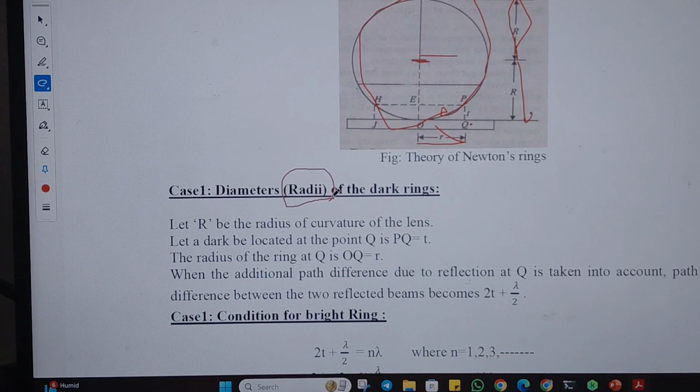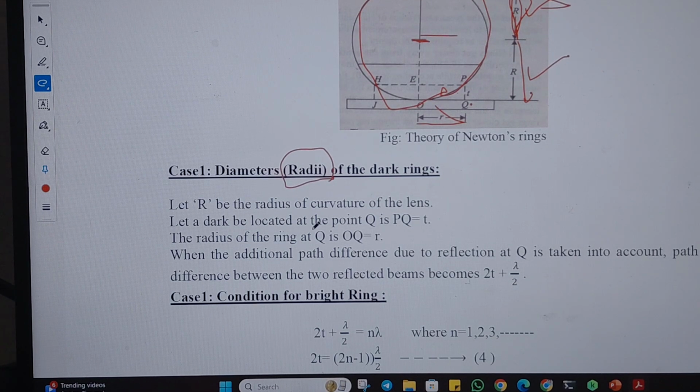What is meant by radii? Radii is nothing but the plural form of radius. We are explaining two radii here, one is the first R and the second r. So two radii we are explaining here. Let R be the radius of curvature. Let us take a dark ring located at point Q, that is PQ will be the t. The distance between P and Q, the thickness, will be t.